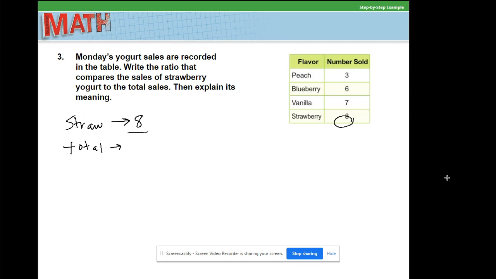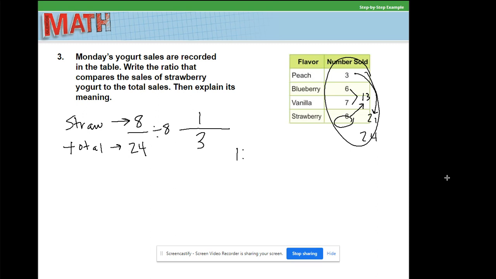To find my total, I add these up. So I have 13 here, plus 8, that's 21, plus 3, that's 24. So 24 is going to go on the bottom. We are still going to count our 8 from our strawberries because that is our total number as a whole. So then we're going to divide both of these by 8. So divide both top and bottom by 8, which we're going to get 1 and 3.